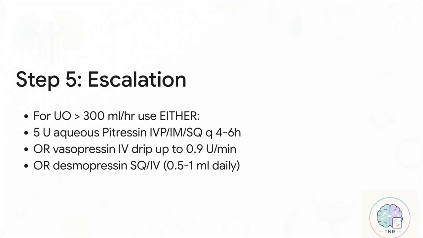But what happens if IV fluids alone just can't keep up? Like if their urine output pushes past 300 milliliters an hour? Well, then we move to step 5, which is pharmacological escalation. You've got 3 main options here.